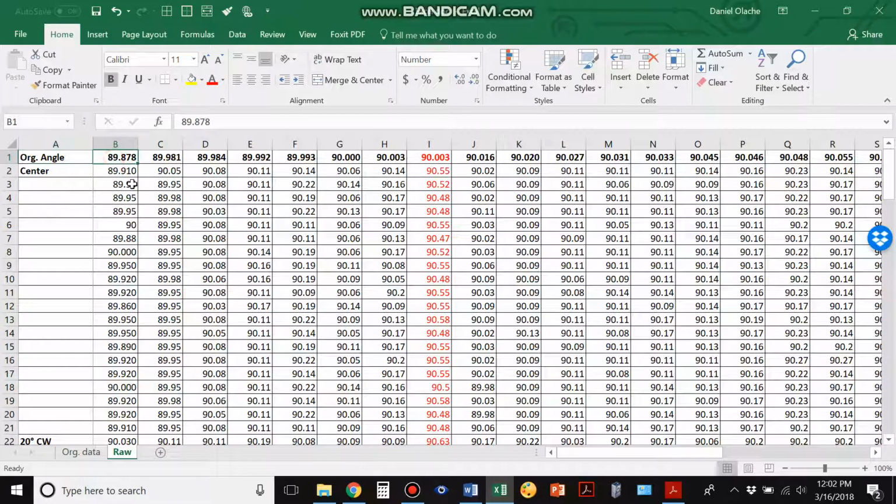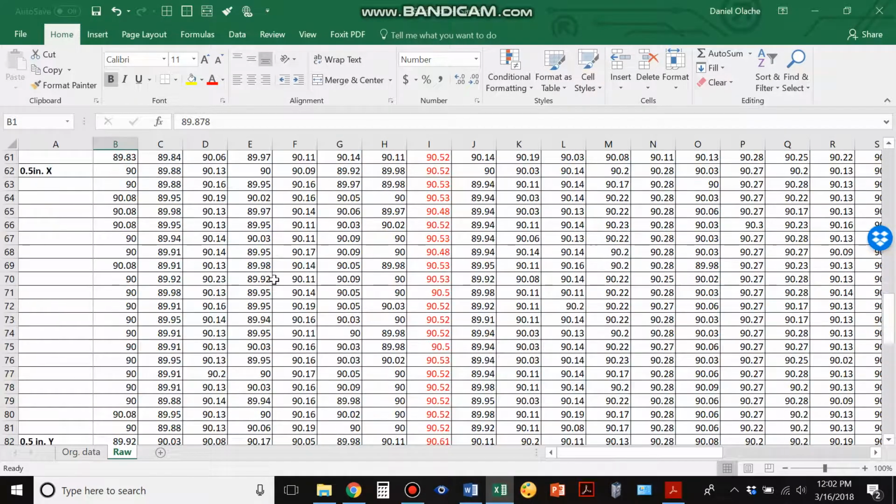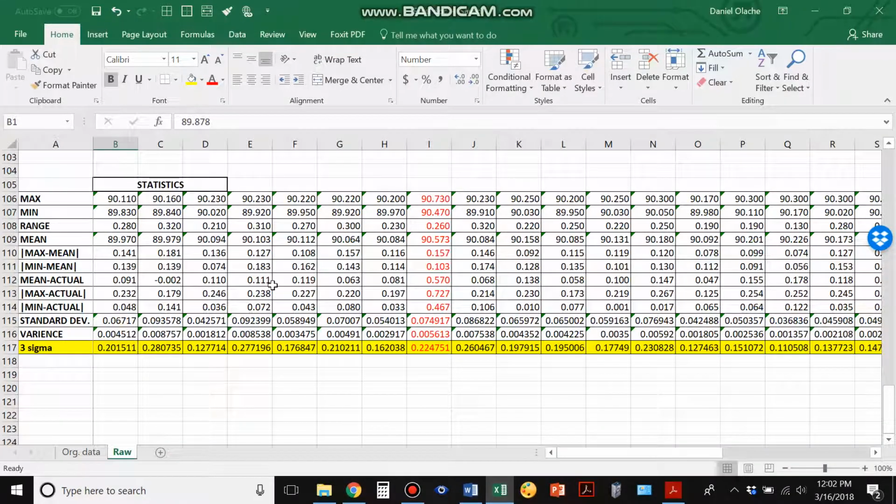Up here at the top, we have the original angle, which was given to us by the customer. So yeah, that's how to read this chart. Down here are the statistics. So this is where I've been crunching the numbers. So I'll go through the different rows here with you.